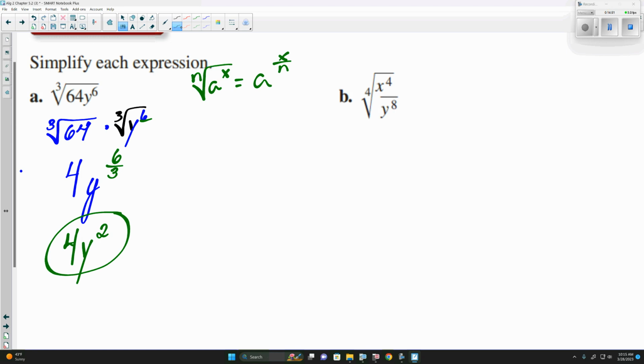The next one that we have is the fourth root of x to the 4th over y to the 8th. Now we'll do the same thing here that we did with the fractional exponents. But the first thing I would do is split it up into our 2 here. The 4th root of x to the 4th on top, the 4th root of y to the 8th on bottom.